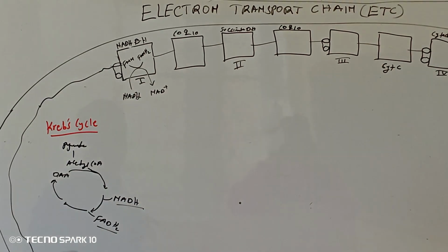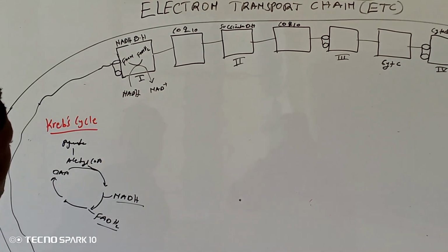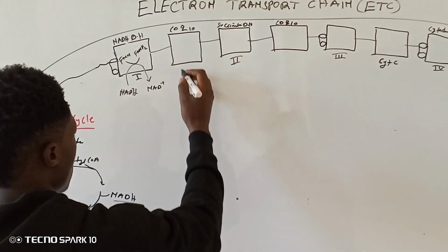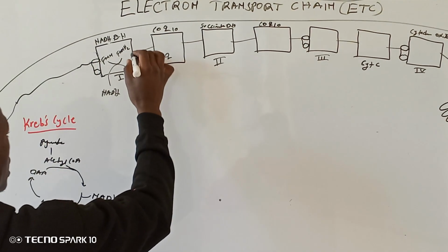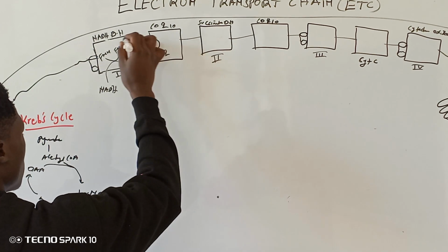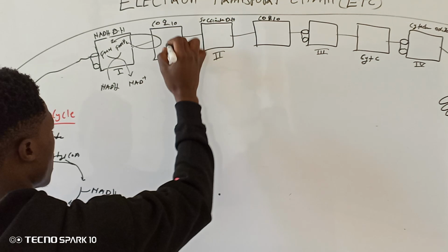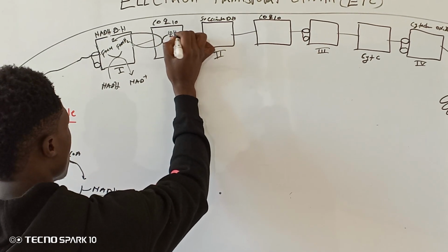Then coenzyme Q. Flavin mononucleotide holding the electrons is not in the low energy condition, so it's going to pass the electrons to coenzyme Q. Here is the coenzyme Q. Flavin mononucleotide passes the electrons and is converted back to its oxidized form. Then coenzyme Q takes the electrons and is converted to QH2.